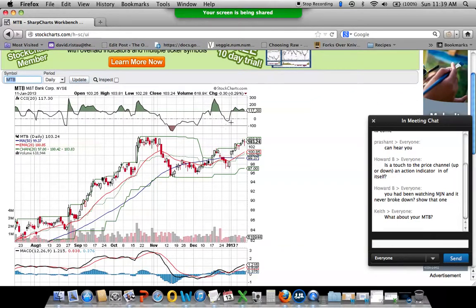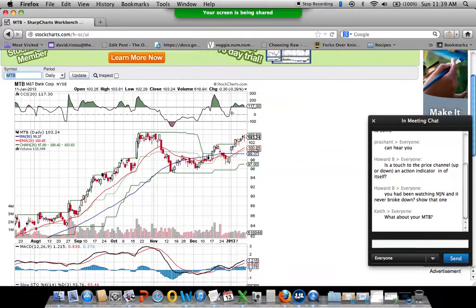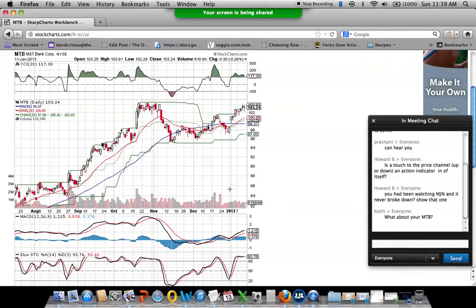CCI was building really nicely, but above 0. MACD was just starting to build, and slow stochastics were just starting to build. So everything was looking very nice, the beginnings of what I like to see, and then there was this nice price channel showing me a breakout area. It broke out, and we hit our first target.